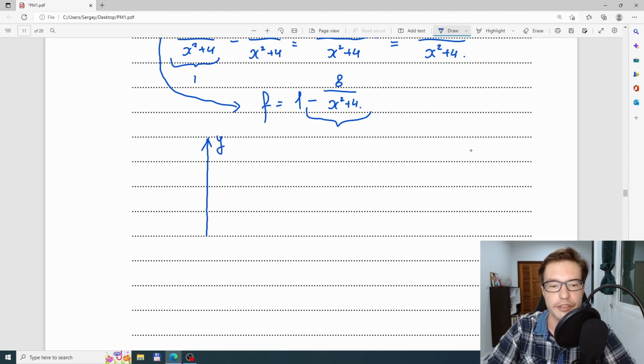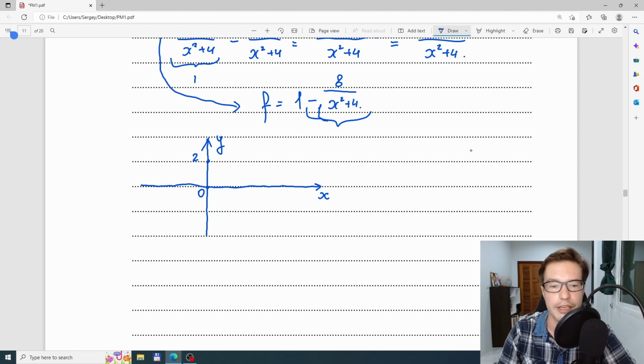Let's draw x and y axes and try to analyze what's going on. So first, let's have a look at the point where x equals 0. So substitute x in the formula. I'm not really considering the minus at this point. So it's going to be 8 divided by 4, which is 2.